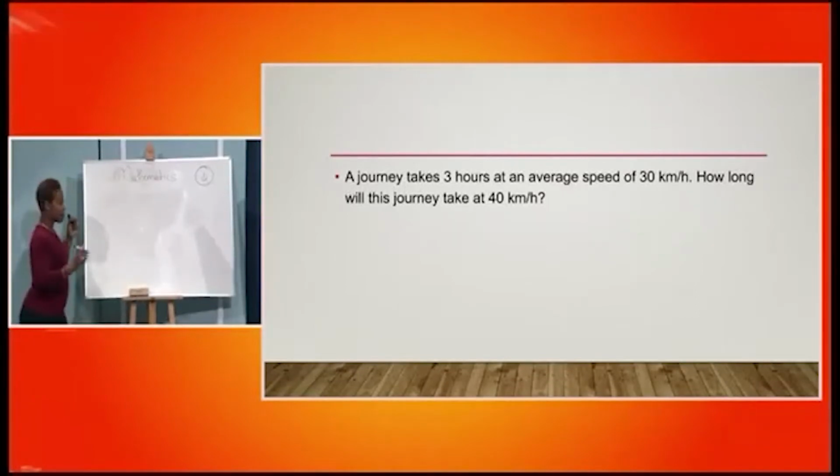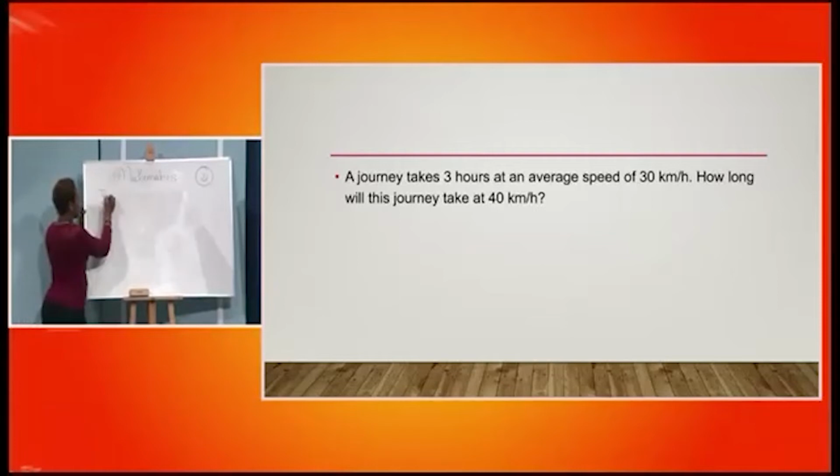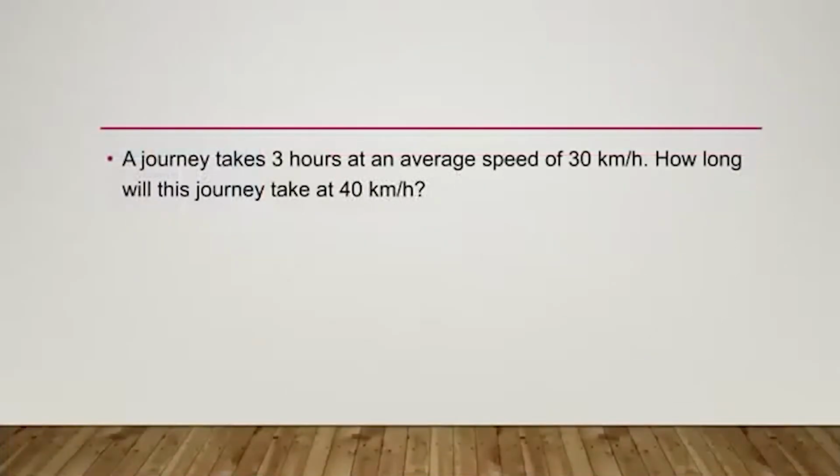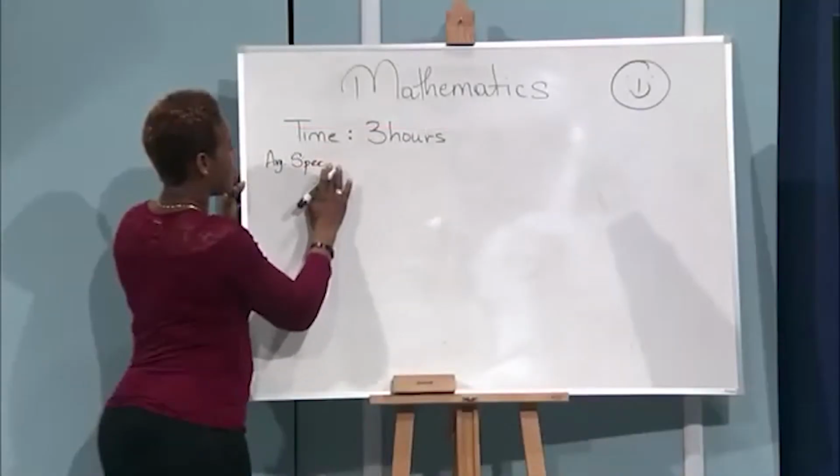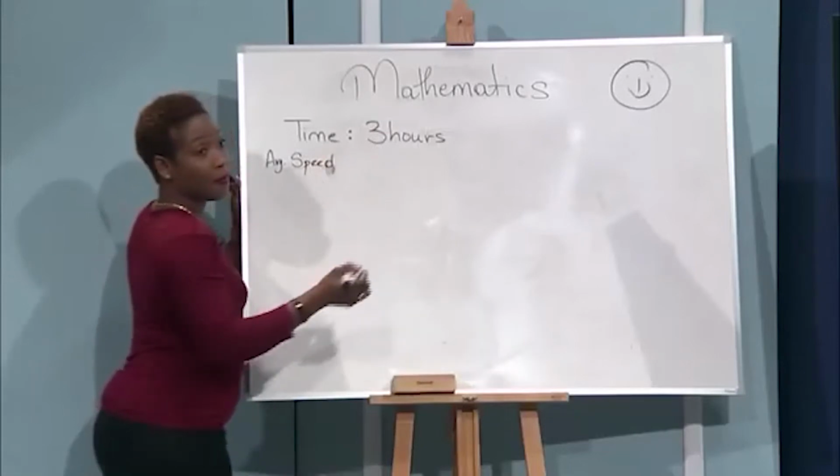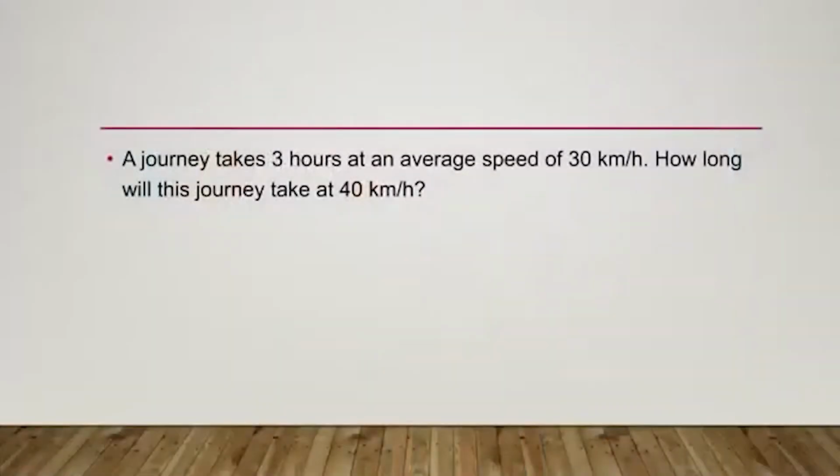So the journey takes, so the time, we know we get some time because the time is 3 hours. All right, then it says the average speed. So the speed is 30 kilometers per hour. Great. So we have the speed and we have the time. We don't have the distance. We can now use a formula, which is speed is equal to.